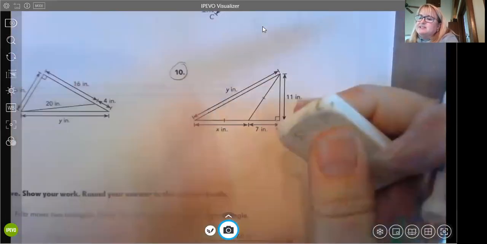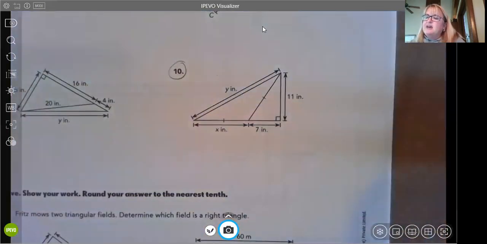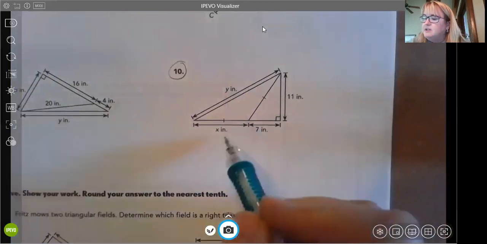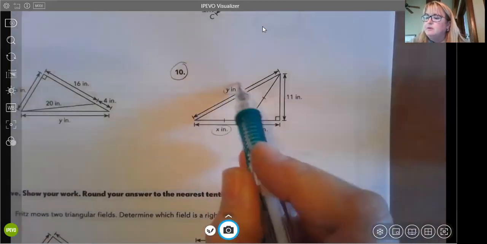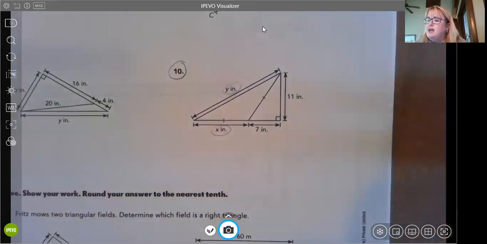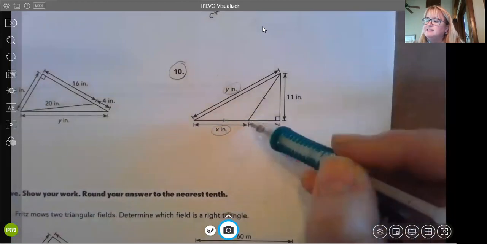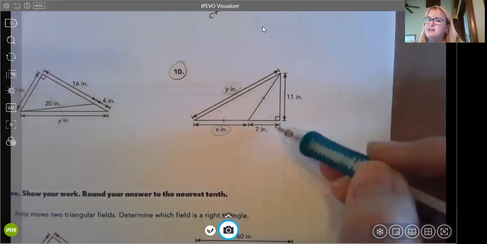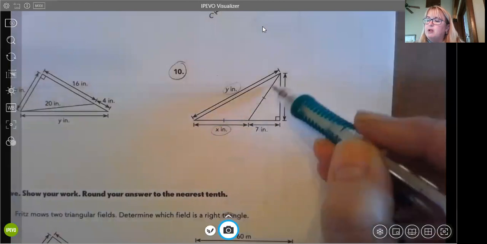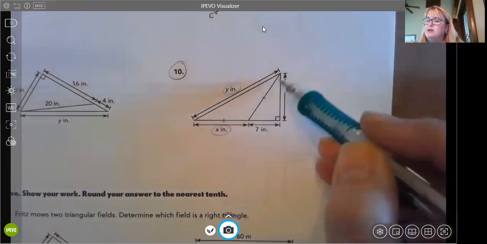So let's see what this is asking us to do. It says, calculate each unknown side length, round your answer to the nearest tenth. Okay, so I've got two unknown side lengths. I don't know what x is, and I don't know what y is. And I need to start with what I know. I do know that this is 11 and this is 7. I can also tell that these are a part of the small right triangle.